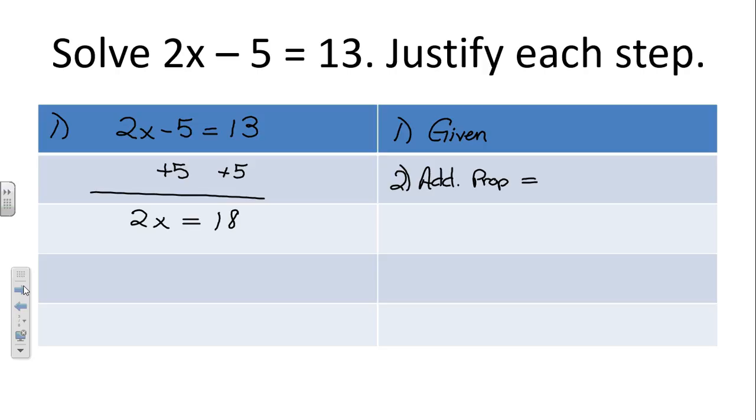So 2x equals 18. Why does 2x equal 18? Because you added these guys, right? So our rule or our reason for this one is just that we simplified.